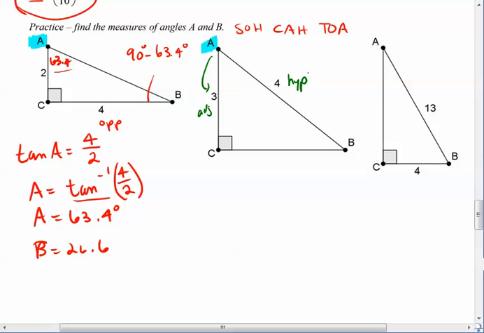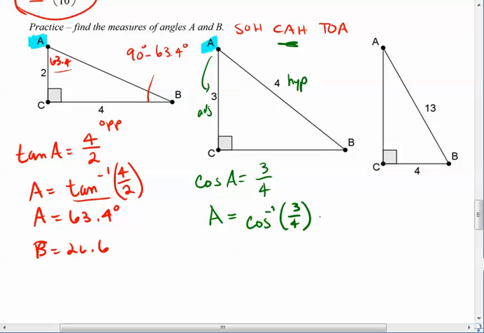So I need a trig function that works with A and H. A and H, I see it here on the cosine. CAH, the cosine of an angle is equal to the adjacent side, which is 3, over the hypotenuse, 4. I want to undo the cosine on both sides. So the opposite of taking the cosine of an angle is taking the inverse cosine. I wrote over my exponent there.